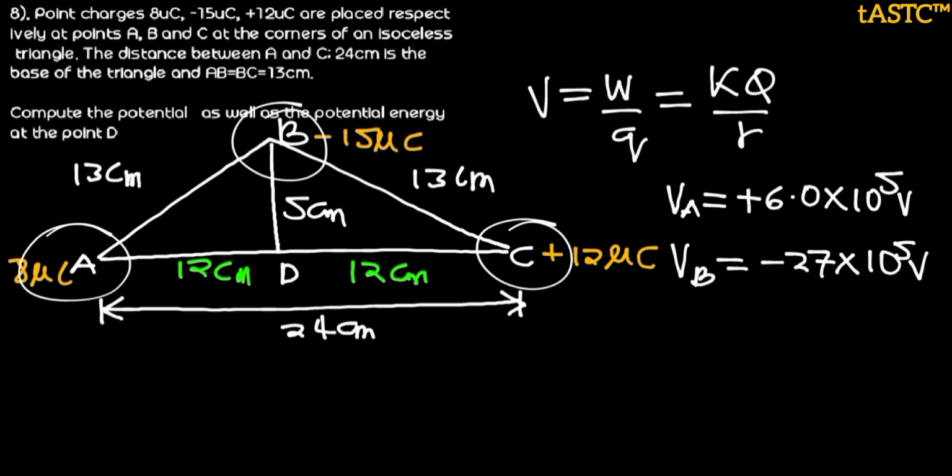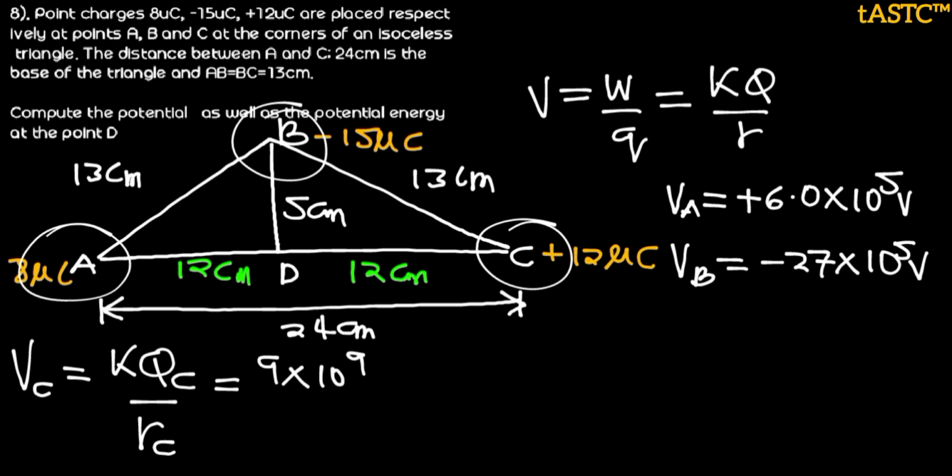That is plus 12 microcoulombs. So that is going to be V sub C. That will be Q sub C divided by R sub C. Now K, that is 9 times 10 to the power of 9, multiplied by plus 12. That is already positive, so I'm just going to leave it that way. 10 to the negative 6. This will be divided by R_C.